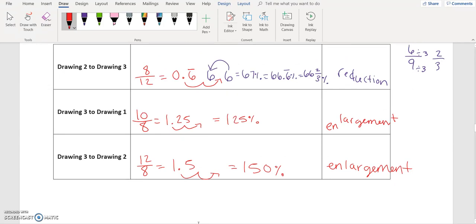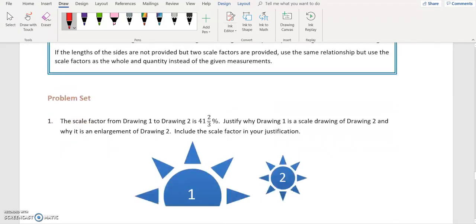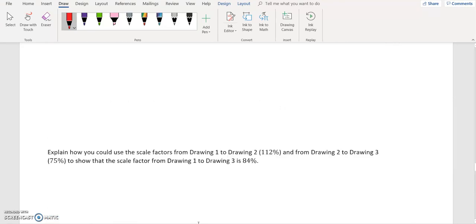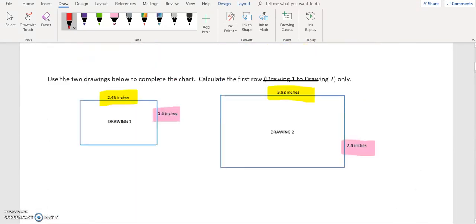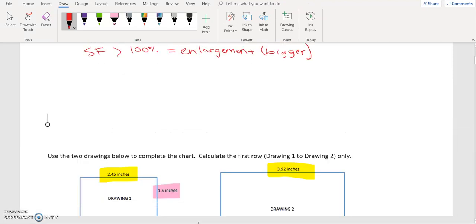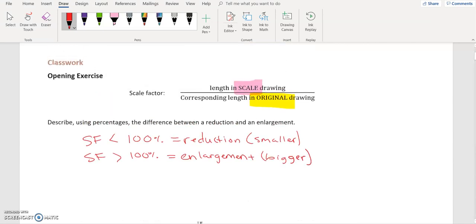Okay. So to conclude, when we have a scale factor that is less than 100%, it's a reduction. When it is greater than 100%, it is an enlargement. And the way that I find it is I do the scale drawing over the original and make sure that they are corresponding sides.